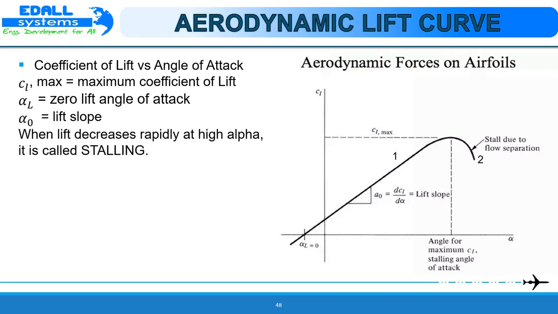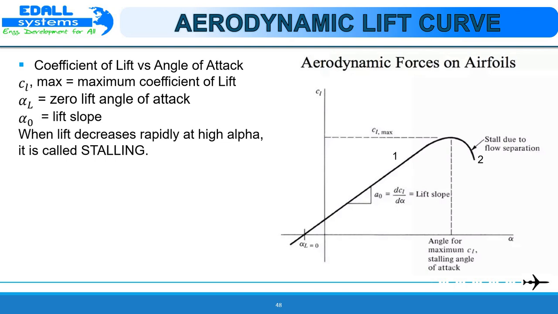When alpha is 0, there is still a positive value of coefficient of lift, that is, there is still some lift even when the airfoil is at 0 angle of attack to the flow. This is due to positive camber of the airfoil. All airfoils with such camber have to be pitched to some negative angle of attack before 0 lift is obtained.